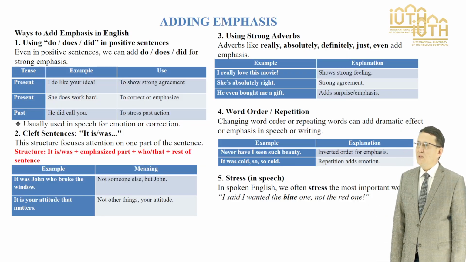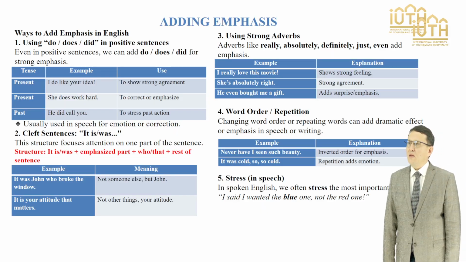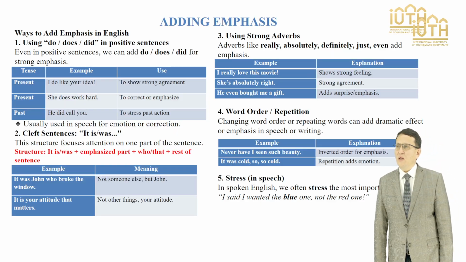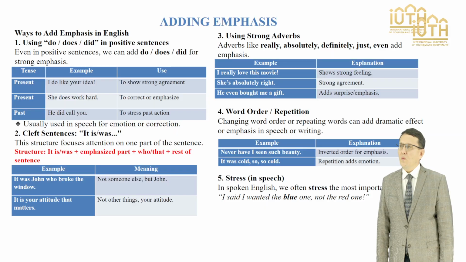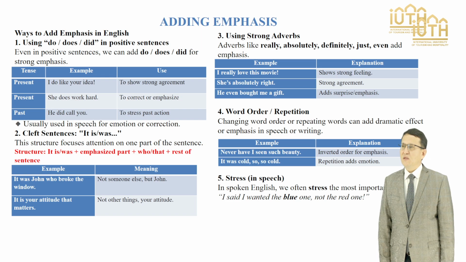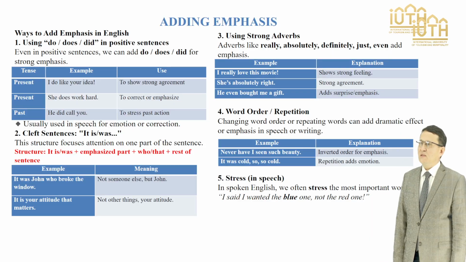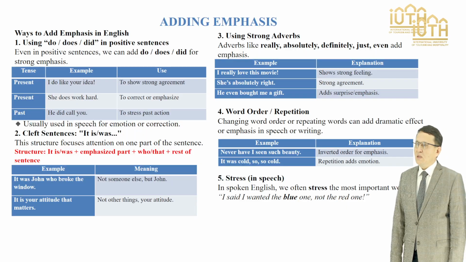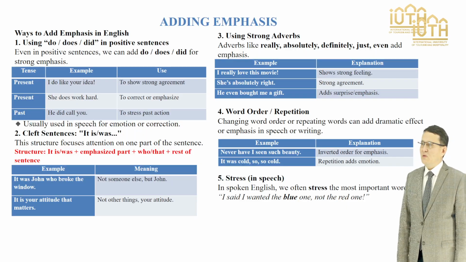Okay, the next one, using strong adverbs. For example, really, absolutely, definitely, just, even. And the fourth one is word order, repetition. Changing word order or repeating words can add dramatic effect or emphasis in speech or writing. The fifth one is stress in speech. In spoken English, we often stress the most important word, like it's given on the screen.